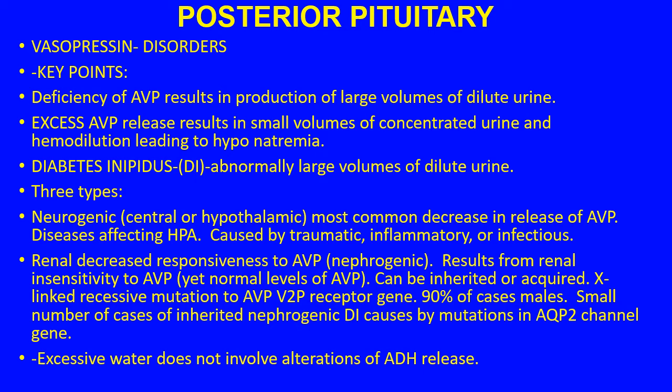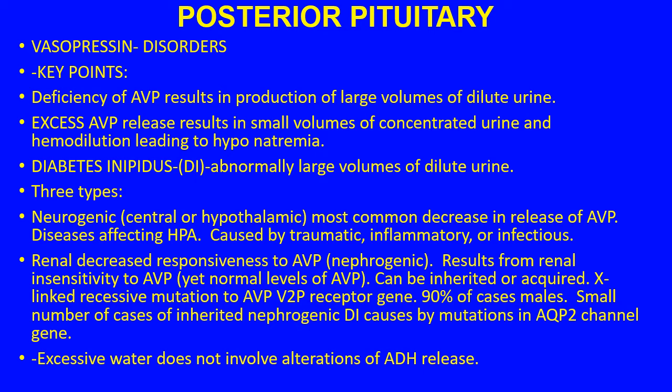Now, there are three types of causes for diabetes insipidus. First, neurogenic. That can be either the central nervous system or the hypothalamic. Most common cause of decrease in the release of AVP. Diseases can affect the hypothalamic pituitary axis, and this can lead to the neurogenic type. It can also be caused by traumatic, inflammatory, or infectious causes that are around the HPA.